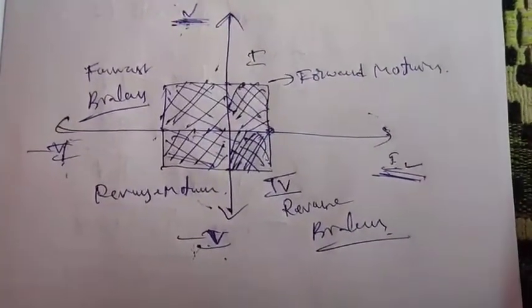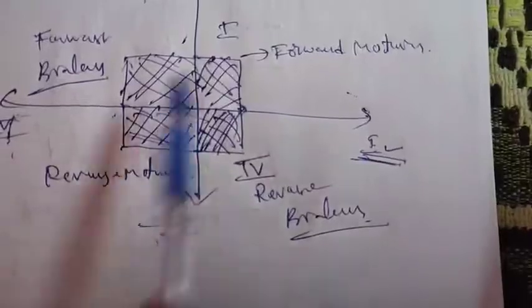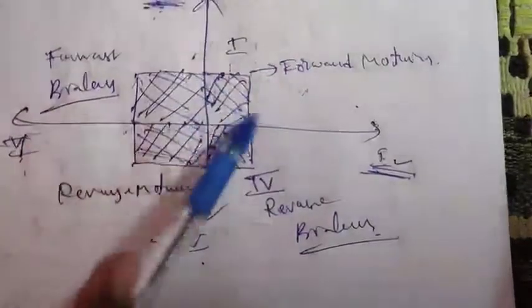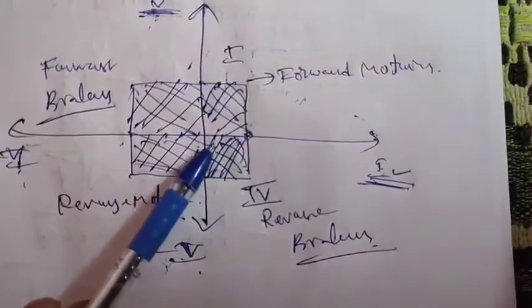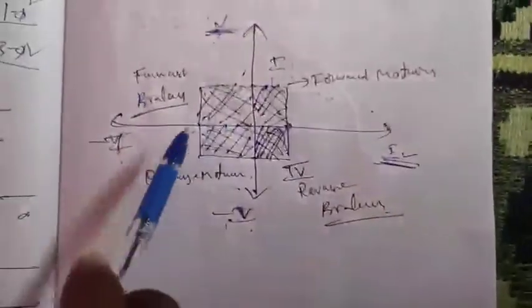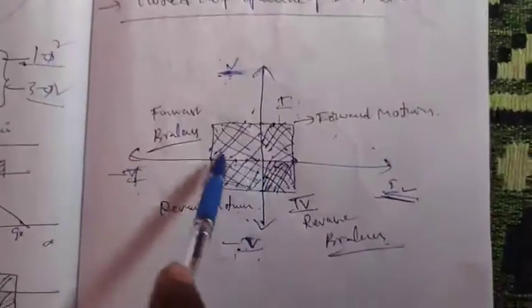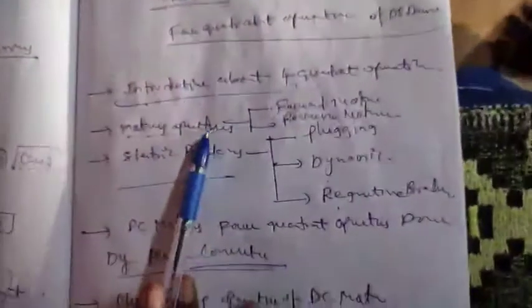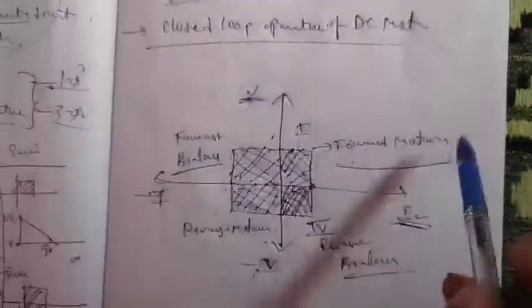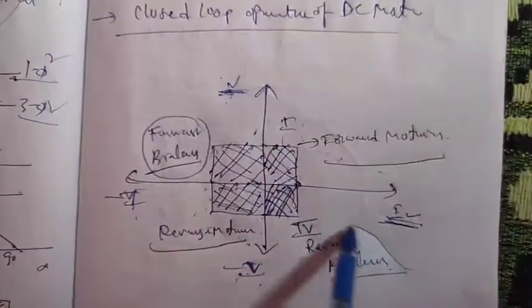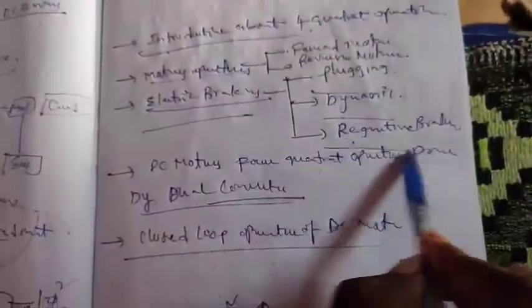I already gave one example, that is a lift. In that lift, we can consider one cage, an empty cage, and a rope. I already explained this, and I can explain that example again. We can explain four quadrant operation using one example: motoring operations, forward motoring and reverse motoring, and at the same time braking operations, forward braking and reverse braking. Under that we have three electrical braking methods: plugging, dynamic and regenerative braking.